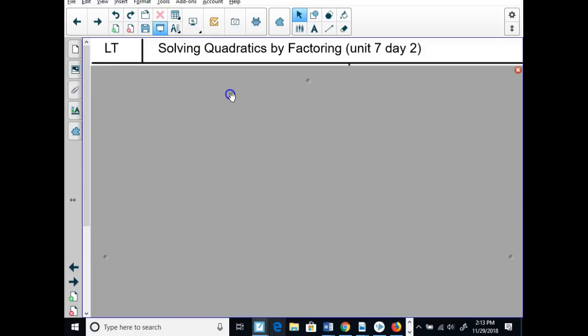Good morning, everyone. Today our learning target is solving quadratics by factoring. We are in Unit 7, Day 2. The focus of Unit 7 is solving all quadratics, and there are 5 different ways.